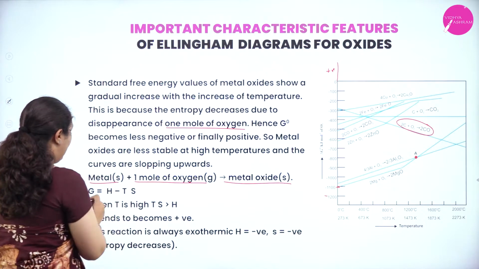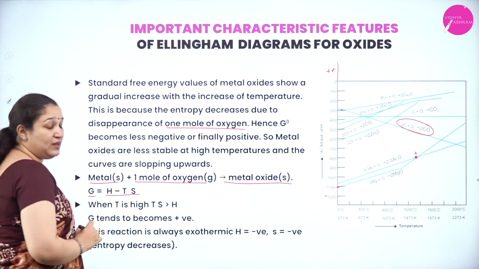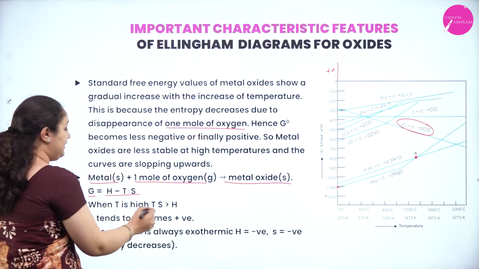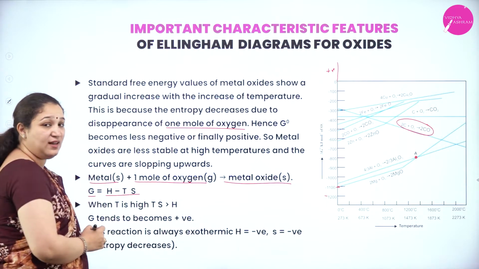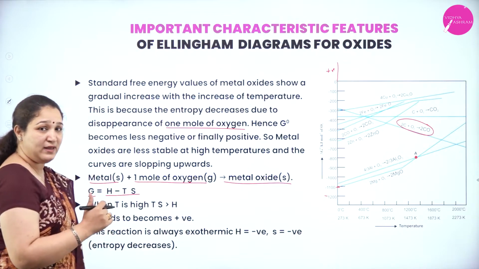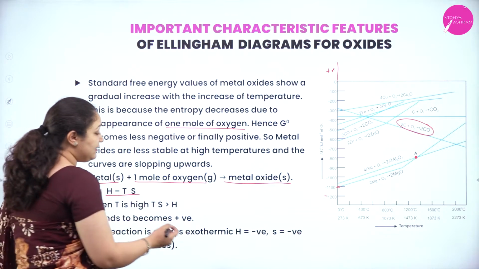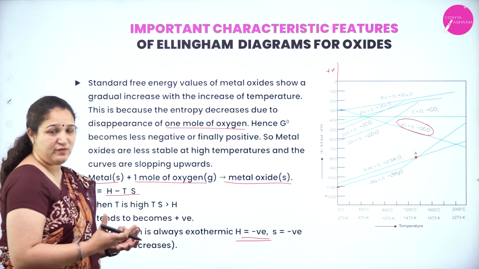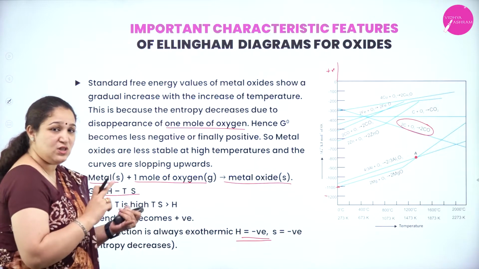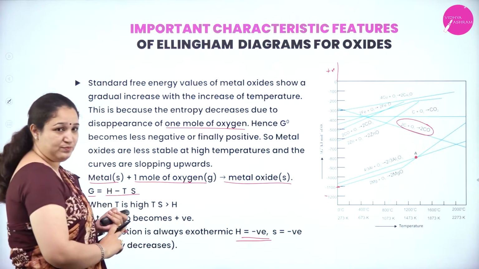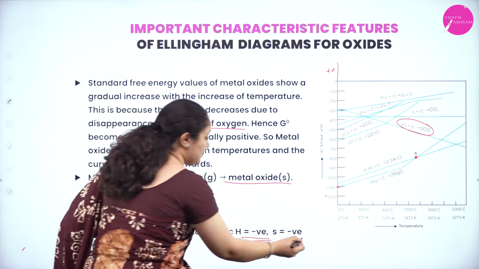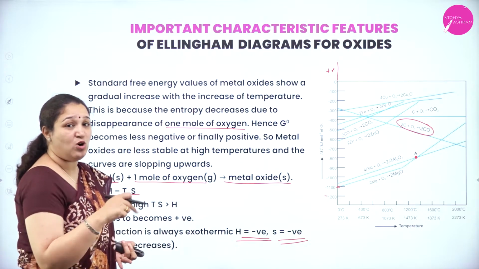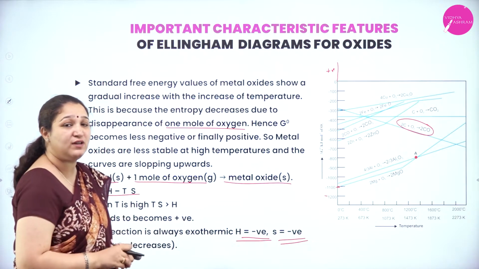And you have to know G is equal to H minus TS, and here at high temperature, TS is greater than H. Why? Because delta H is negative. That is, it's an exothermic reaction. Formation of an oxide is an exothermic reaction. So delta H is a negative value. Delta S also is a negative value, because here entropy is decreasing. I told you, oxygen, which is a gas, also is getting converted into a solid.